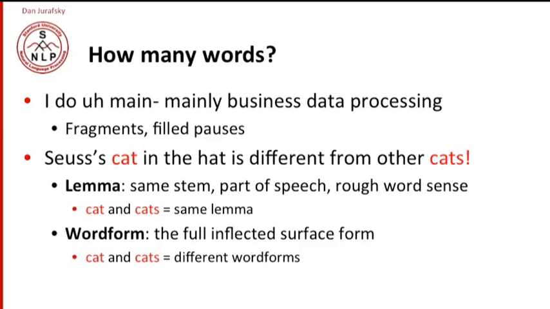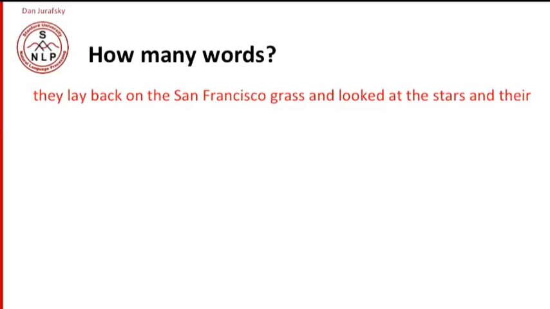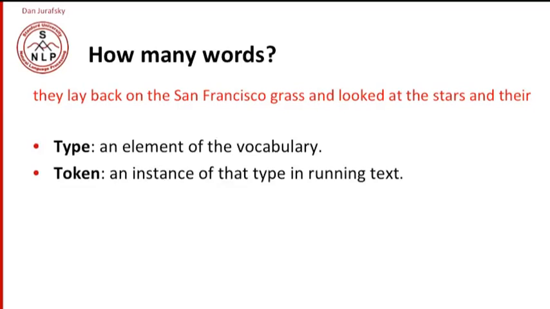So let's look at an example sentence. They lay back on the San Francisco grass and looked at the stars and so on. And let's ask how many words there are in this sentence. So count for yourself. We can define words in a couple ways. Word types, how many vocabulary elements there are, how many unique words there are, and word tokens, how many instances of that particular type there are in running text.